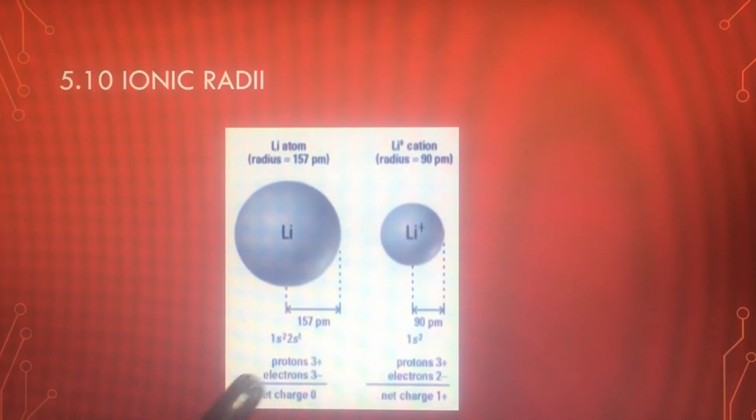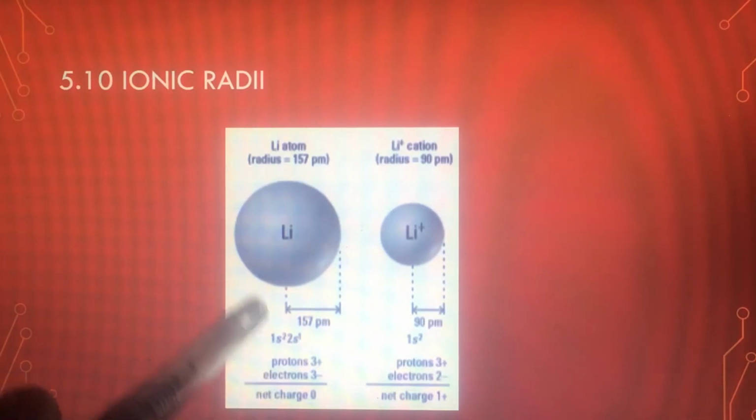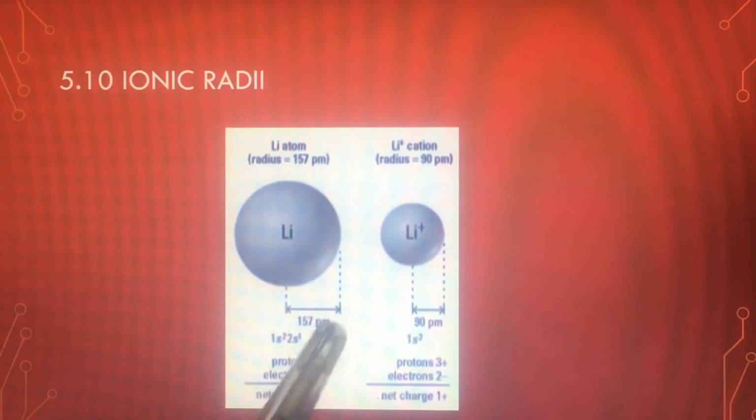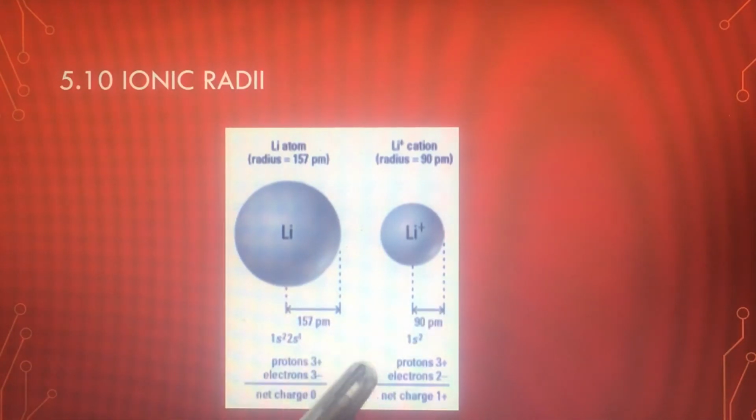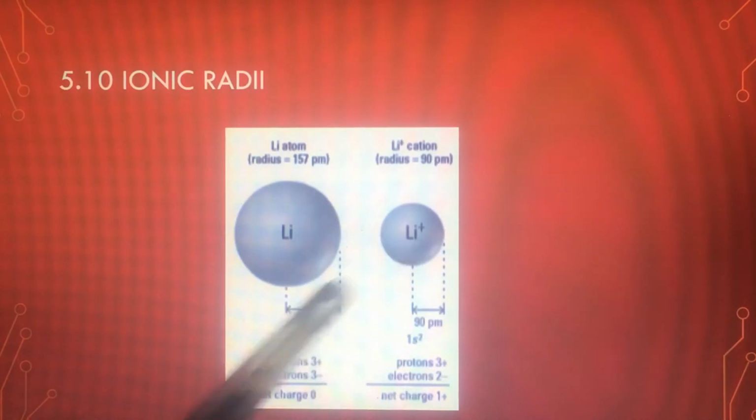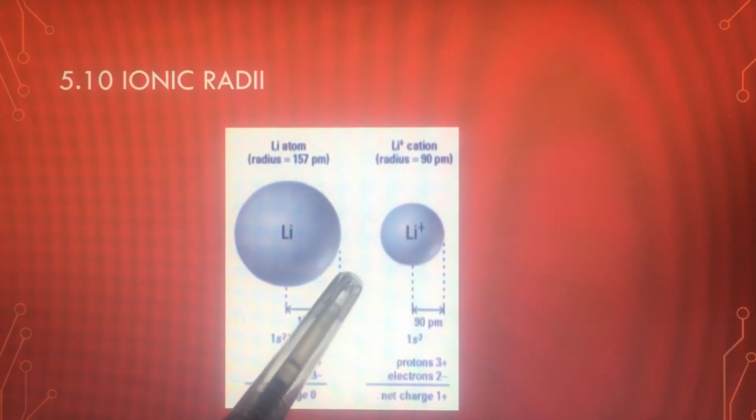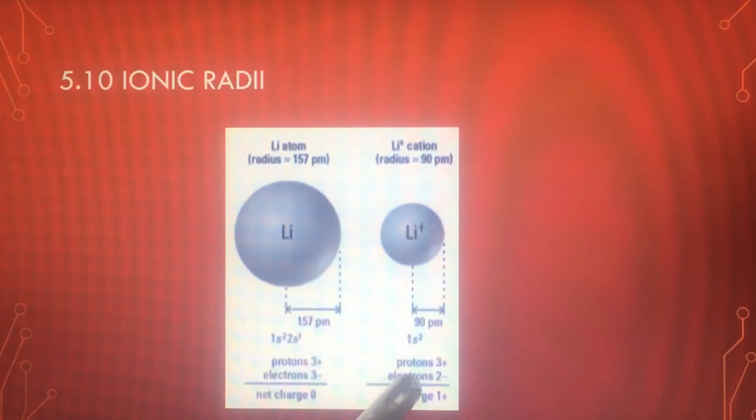For lithium, we have 3 protons and 3 electrons. Therefore, the charges cancel and the charge is equal to 0, so this is a neutral atom. While if we have the ion, meaning we have a charge, we still have 3 protons in the nucleus, but this time we remove 1 electron, so we only have 2 electrons. So the net charge is positive 1.